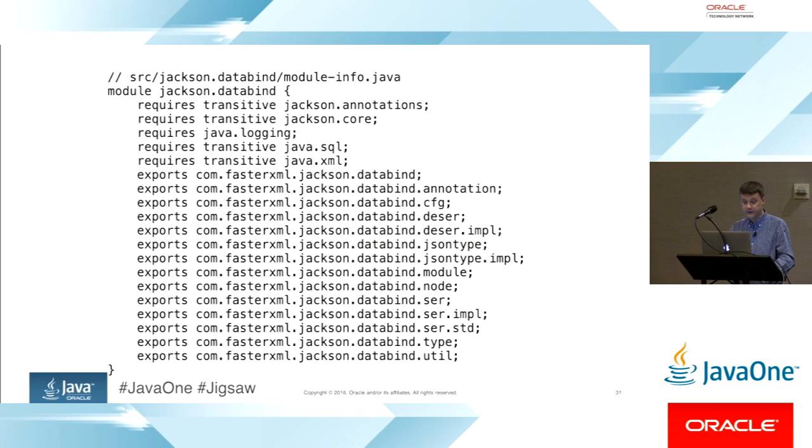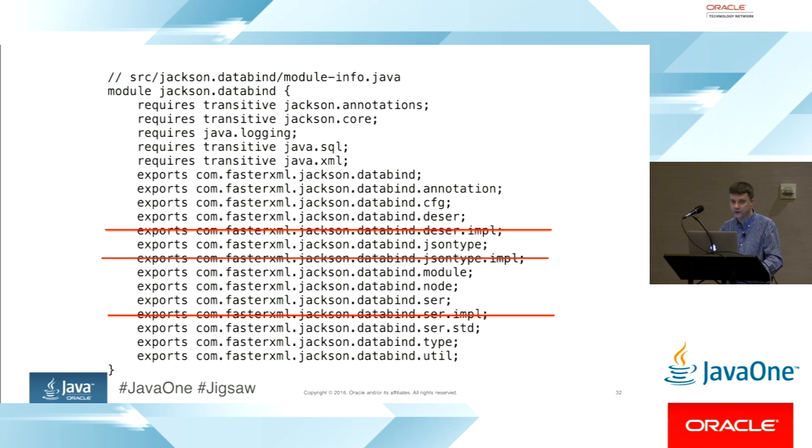So what I might do is edit this generated module info and delete the exports that don't make sense. JDEPS generates a module info where everything is declared as being exported, but assume as maintainers that we know better and these impl packages don't make sense. So we will delete these as part of creating the right module declaration for this Jackson data bind module.